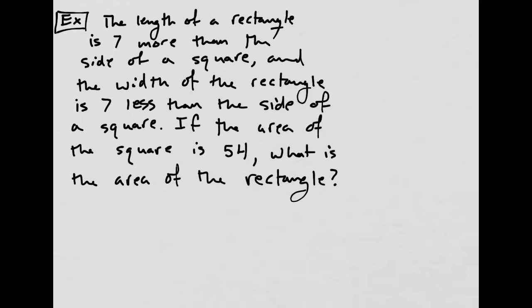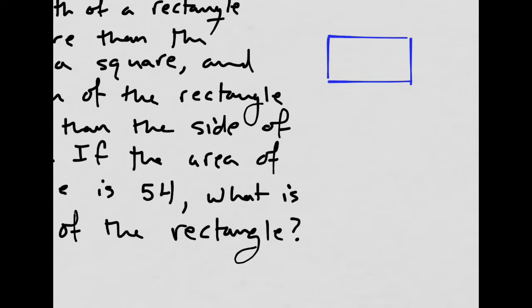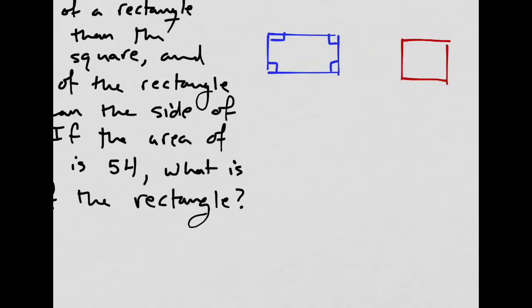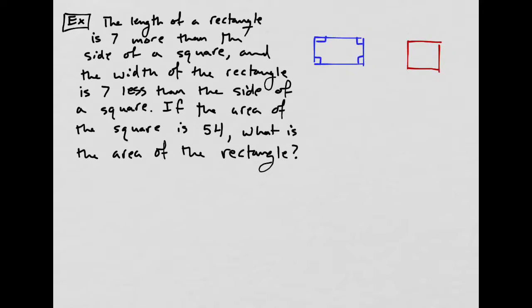But it says some rectangle, so I'm going to draw a rectangle. And I don't know the dimensions, but I'm just going to draw some rectangle. I know that these are right angles because it's a rectangle. And then it also talks about a square. So I'm going to draw a square. So I got my square there. Kind of a square, whatever, close enough.